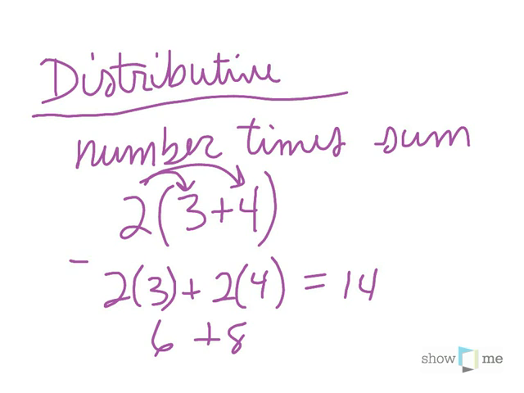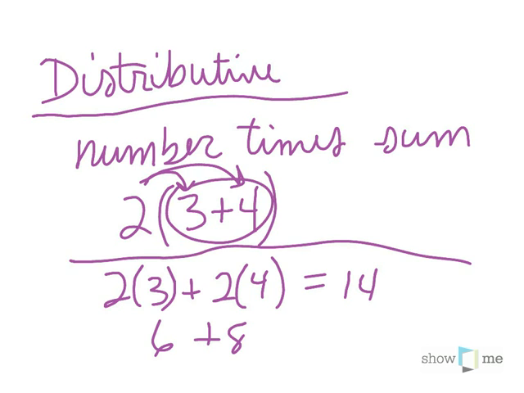Or, I can do the problem the original way that it was written: if I add the 3 and the 4 together first, I get 7, and then multiply it by 2, I get 14. Both of these give me the same answer. So distributive property says, yeah, you can do the inside of the parentheses first, or you can take that 2 and distribute it across the sum.